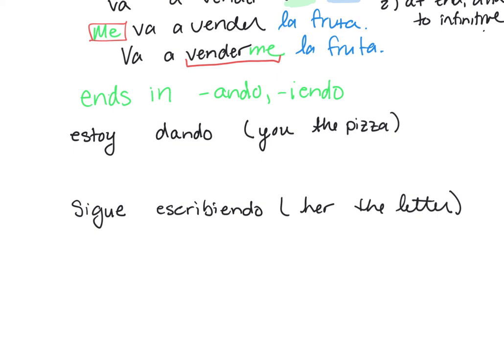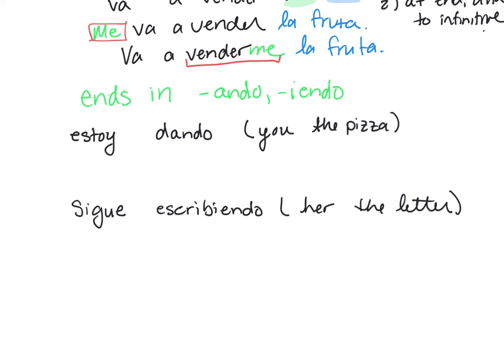All right. Our other real big category of verbs that are complex that we've seen so far are verbs where the second verb ends in ando or yendo. This is the progressive tense. So usually our helping verb is estar, but not always. Sometimes it's seguir. So we have estoy dando, I am giving you the pizza. And then down here, sigue escribiendo, he continues writing. Okay, so this is our present progressive tense.